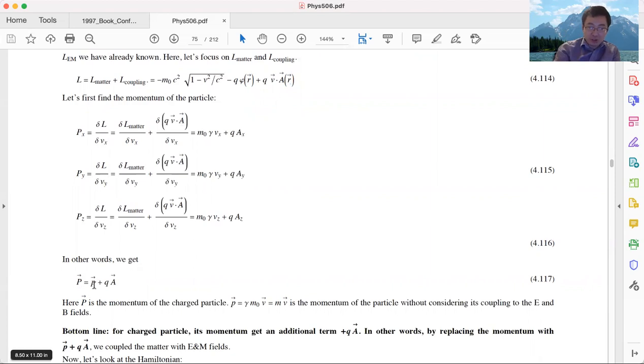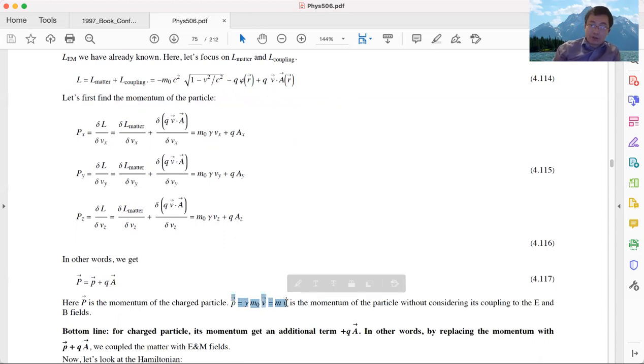One part is this lowercase p. Lowercase p is our old friend, gamma rest mass times velocity, or mass times velocity. Gamma times m0 is mass. But it also has an additional term, which is QA, where Q is the charge of my point particle, and A is the vector potential. If my particle is charge neutral, Q equals 0, then this second term disappears and recovers what we learned before.